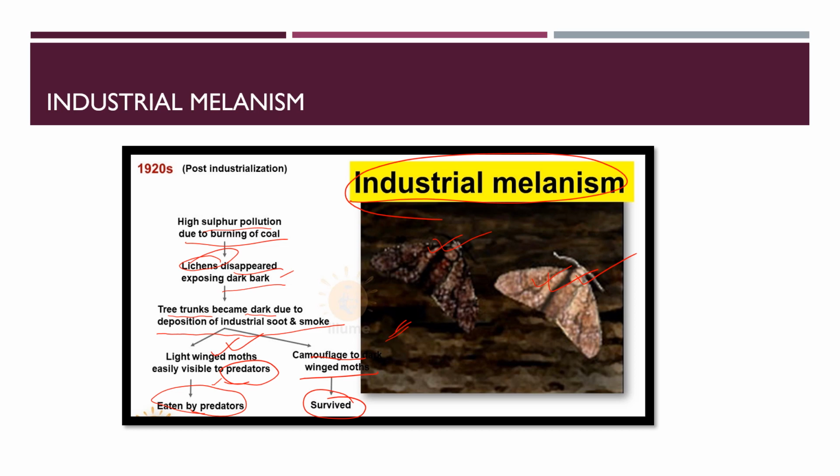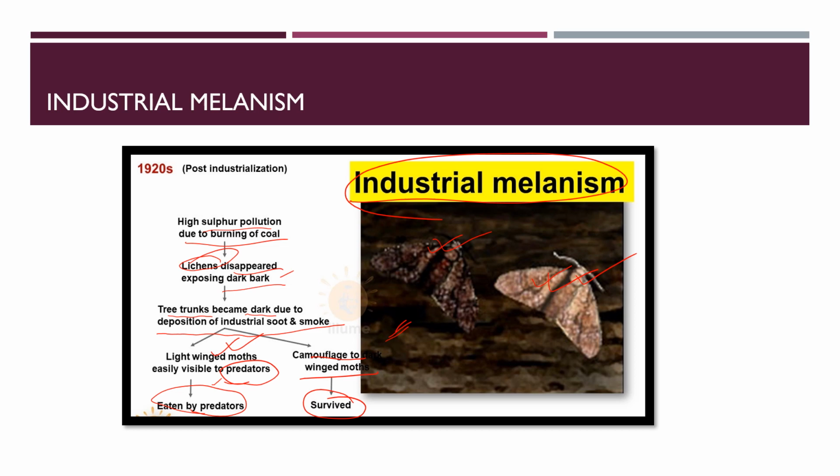So within a period of a few years, what was visible? It was visible that the industrial and the polluted areas saw only the dark species of moth, and they almost replaced the light species. Why? Because only this dark species survived, and it was natural selection at work. The light-winged moths were easily eaten away by the predators and they died off. So only the dark winged moths survived. So we can say that this was another example of natural selection.